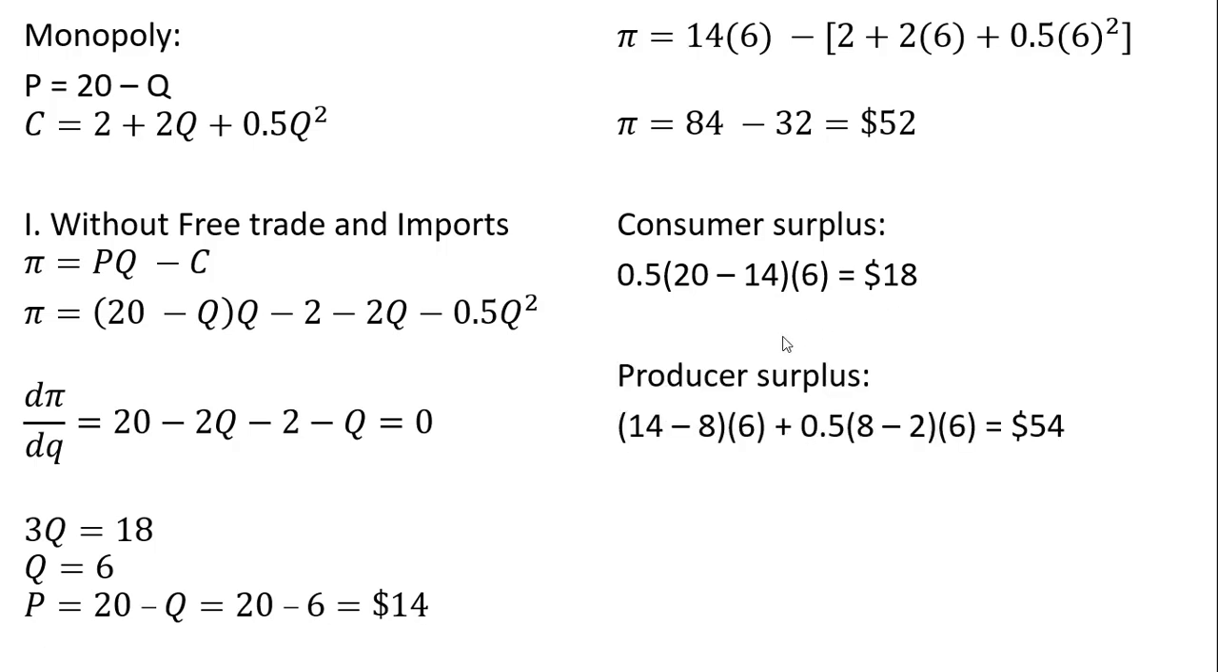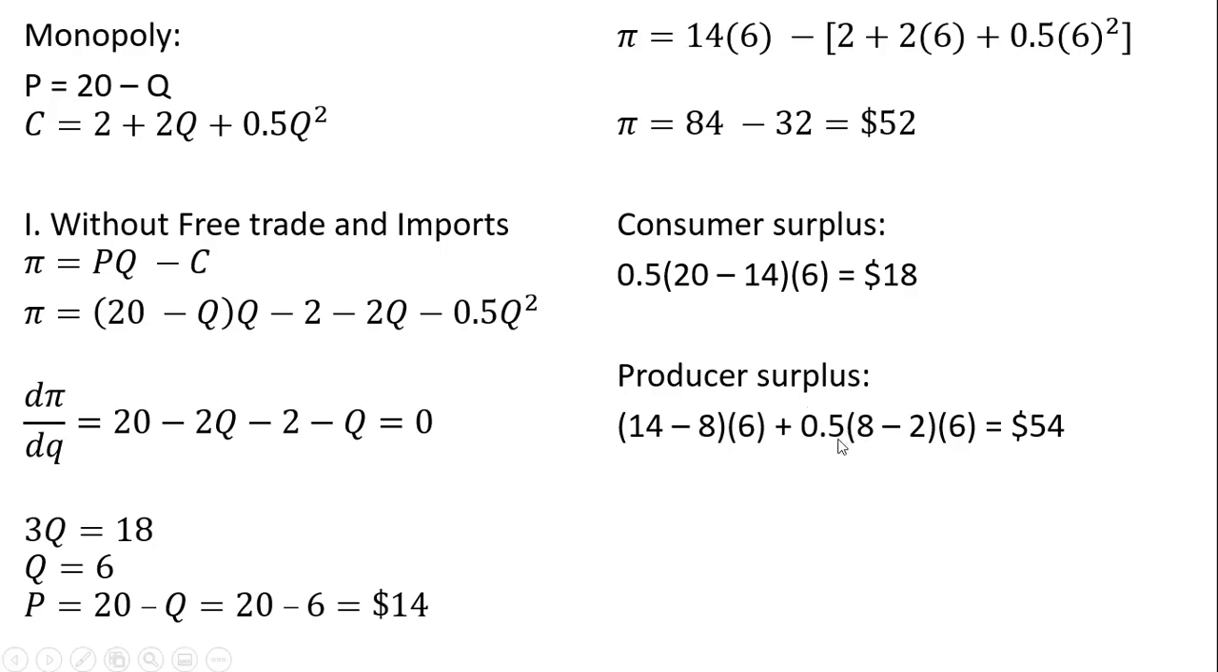Producer surplus is going to be comprised of two areas, a rectangular area, which is going to be given by width times length. So the width here is going to be 14 minus 8, and that 8 just occurs where marginal revenue equals marginal cost. And then 6, once again, is the monopolist output.